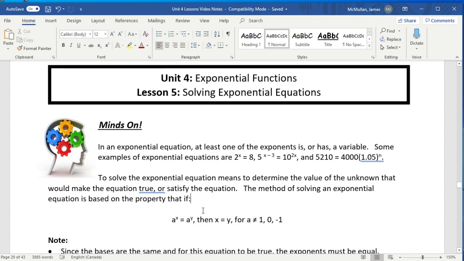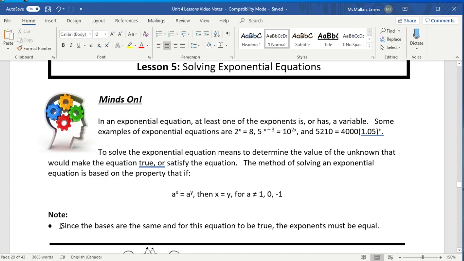Now, when you solve an exponential equation, we are going to heavily rely on this property right here. This property states that if a to the power of x is the same number as a to the power of y, then x must be the same as y, as long as a is not 1 or 0 or negative 1. So this is a really, really important idea.